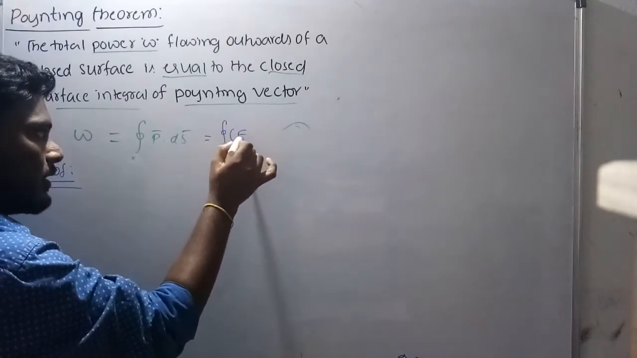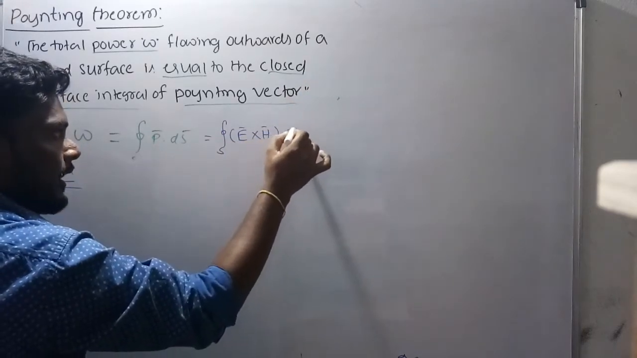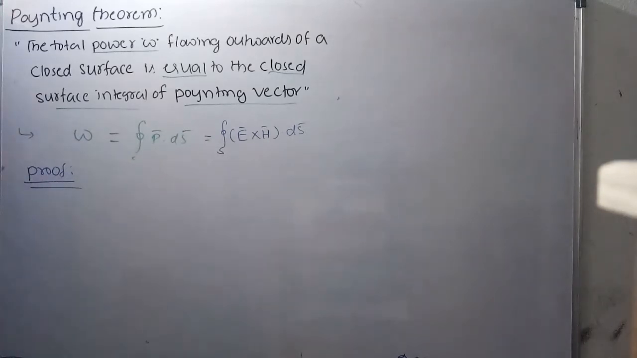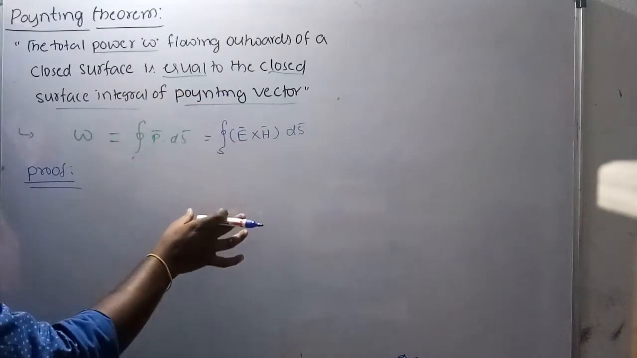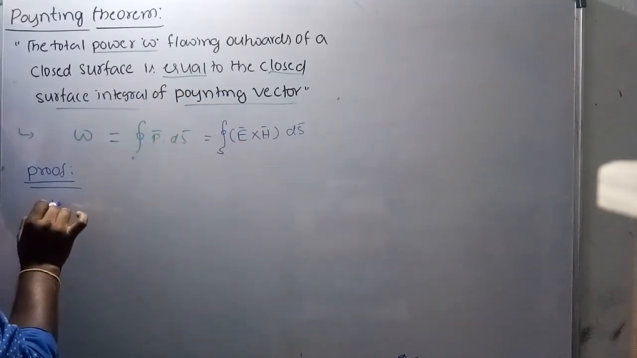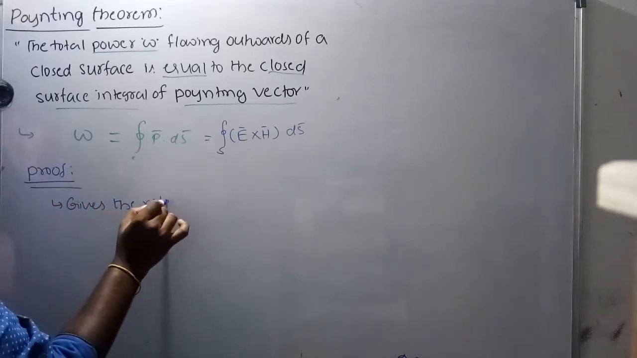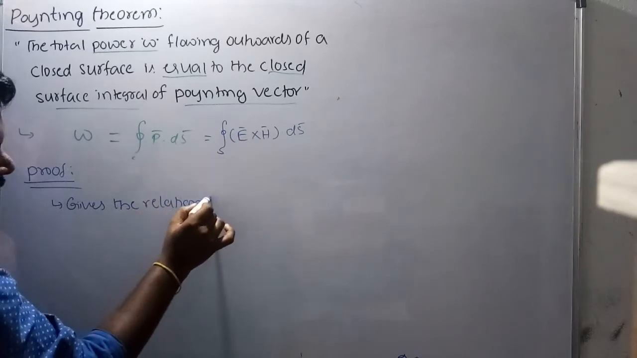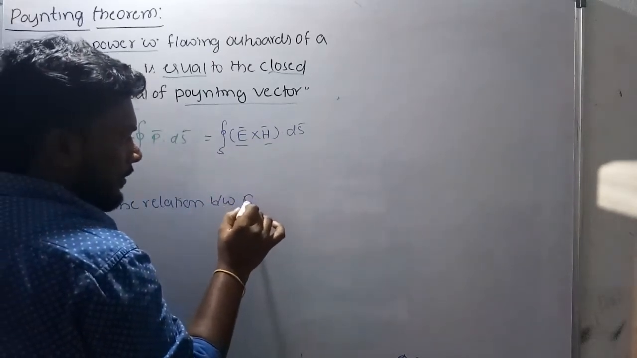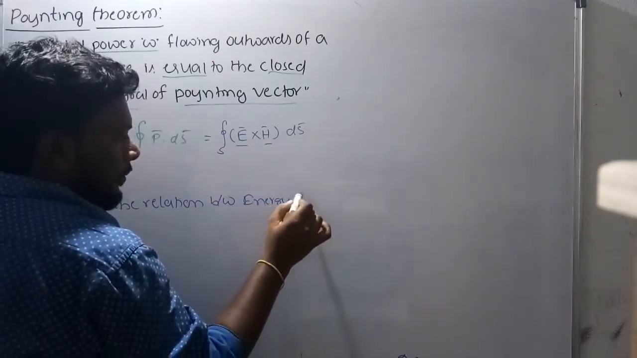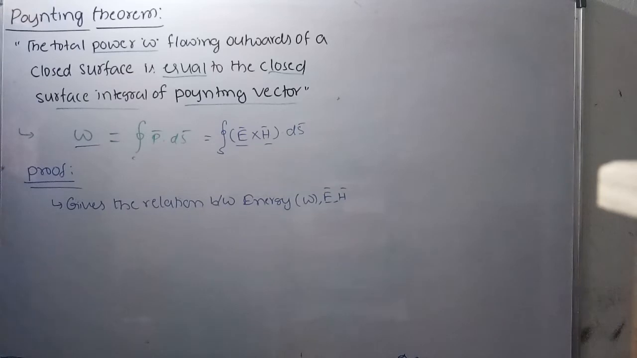You can also write the Poynting theorem like this: E bar cross H bar dS bar. Now see, by observing this mathematical expression of the Poynting theorem, it clearly gives the relation between what and what? E, H and W. Energy transfer, that is to say power, and electric field intensity and magnetic field intensity.